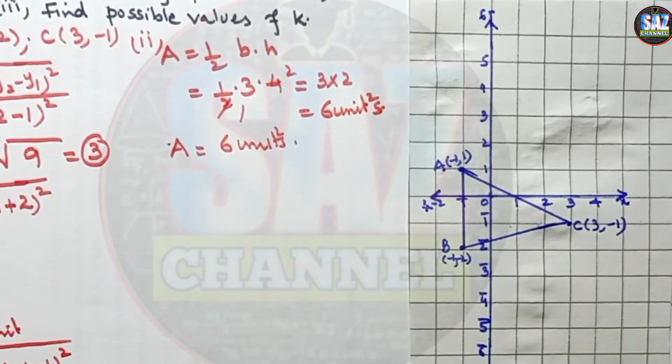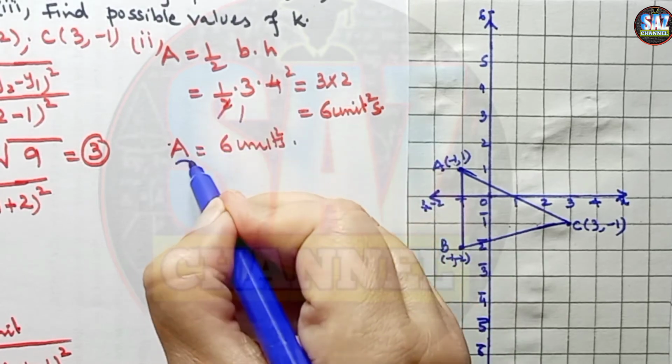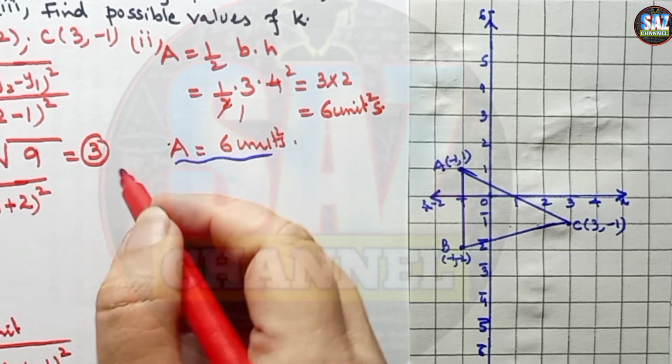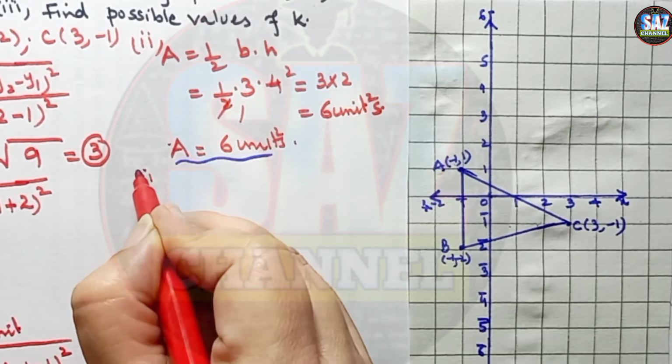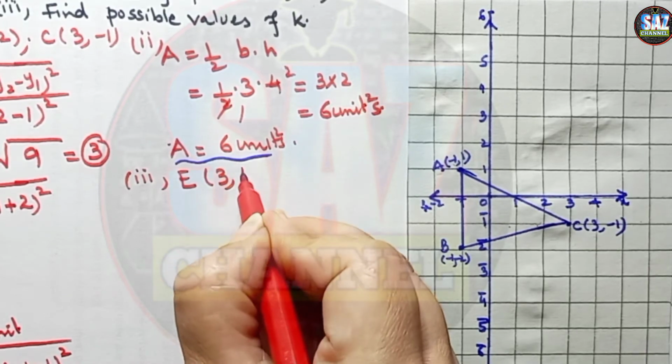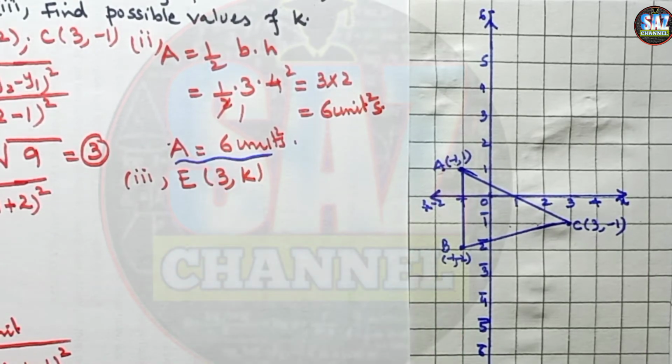And let me move to the third part of the question. The third part of the question says that there is the point E, and E has the coordinates 3 and K, and we have to find the possible values of K.